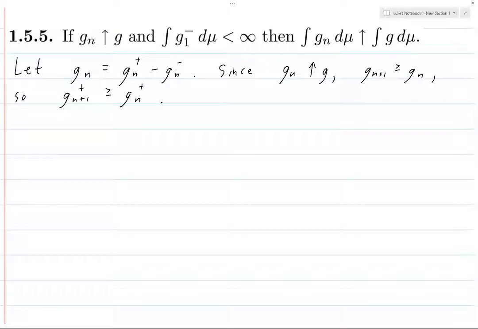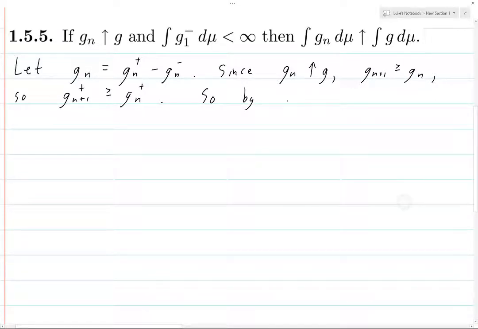from gn to gn plus 1. At least in any domain, this is at any point where gn plus 1 is allowed to be strictly positive. If gn plus 1 plus is 0, then gn plus must be 0. And so you don't get any increase. So anyways, this is true.